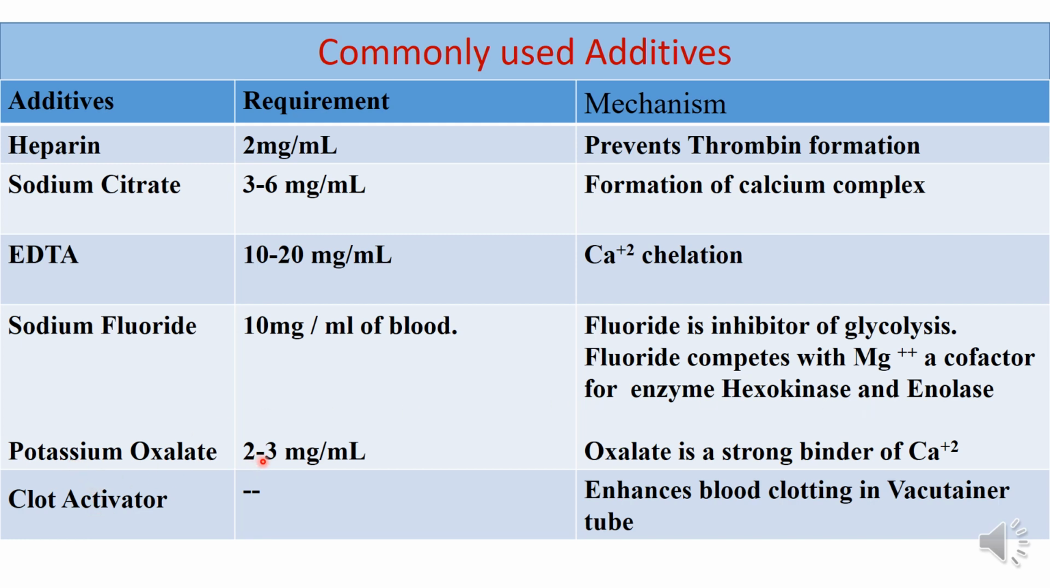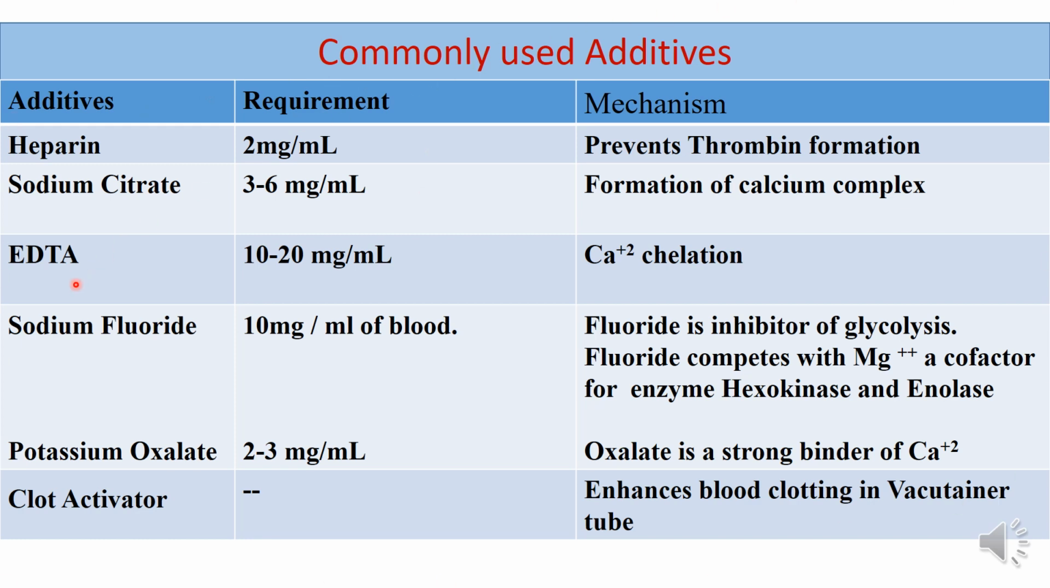Potassium oxalate is used in 2 to 3 milligrams per ml concentration, and it is a calcium binder, and therefore it prevents blood clotting. So both these additives are added in a vacutainer when glucose has to be estimated. The last one is a clot activator. It helps or enhances the blood clotting in the vacutainer tube, and this is how these different additives work in different tubes.